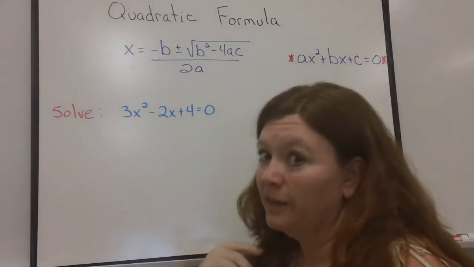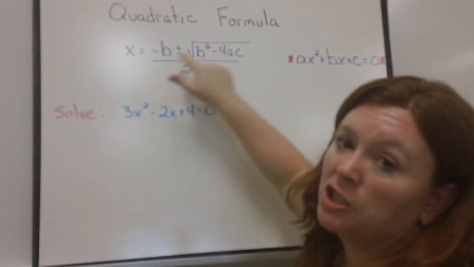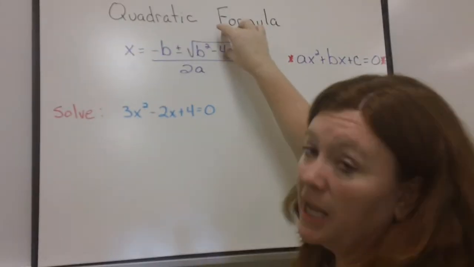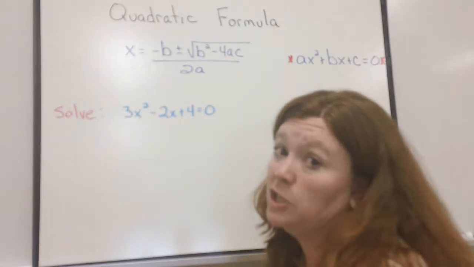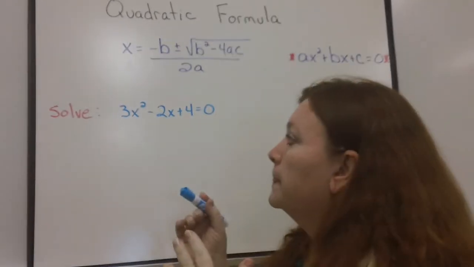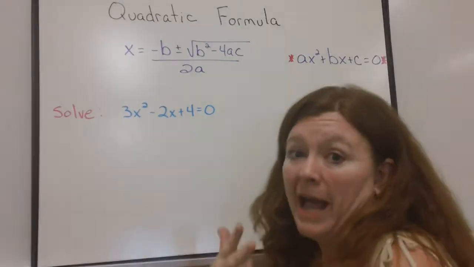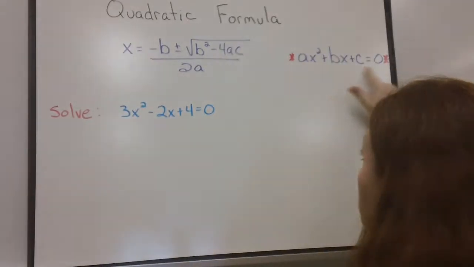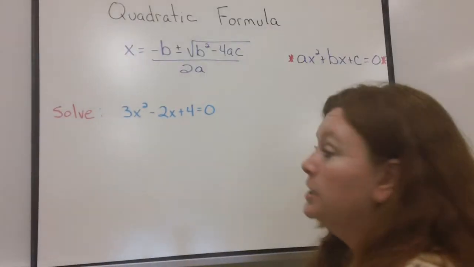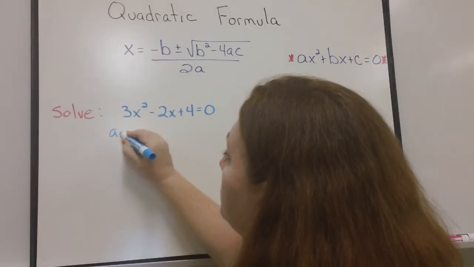Now, I said all over because we want to make sure that that division bar, fraction bar, goes under not just the square root, but also that negative b. It's very, very important. It could change your answer a lot. So, let's look at this problem. First thing you need to do is ask, is the equation in the right order? Is everything in this format? Yes, it is.